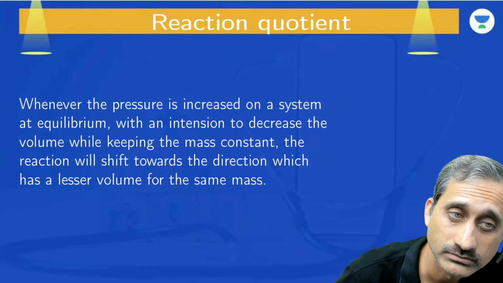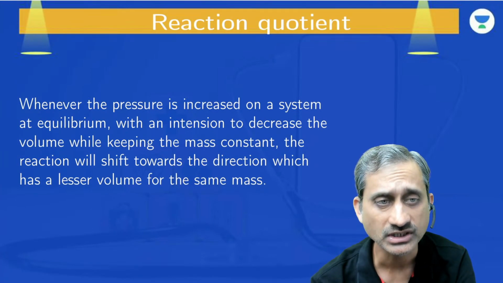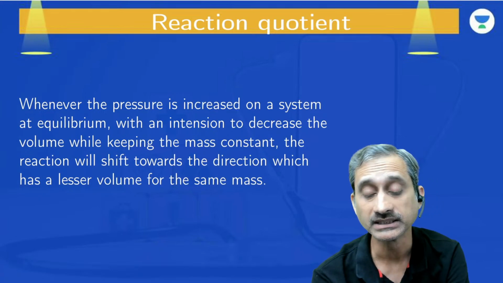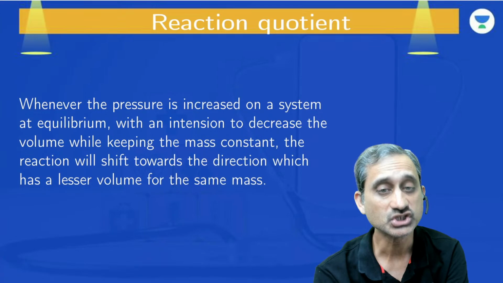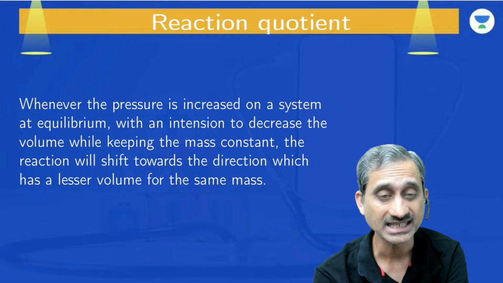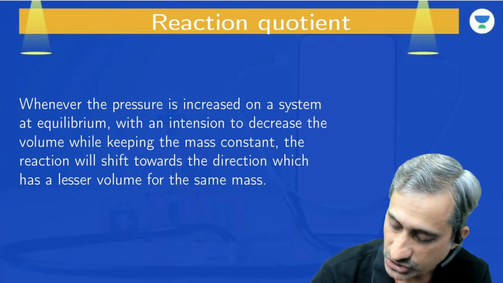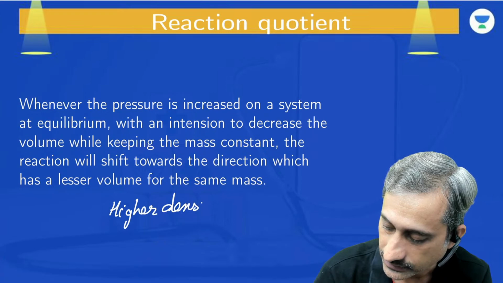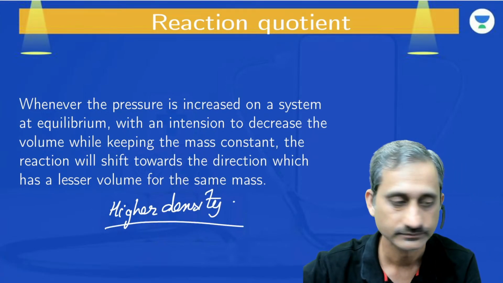A general form. Look carefully: whenever the pressure is increased on a system at equilibrium with an intention to decrease the volume while keeping the mass constant, यानी कि in a closed system, the reaction will shift towards the direction which has a lesser volume for the same mass, यानी कि the reaction will shift towards the higher density. Check it out, क्या ये सही है?